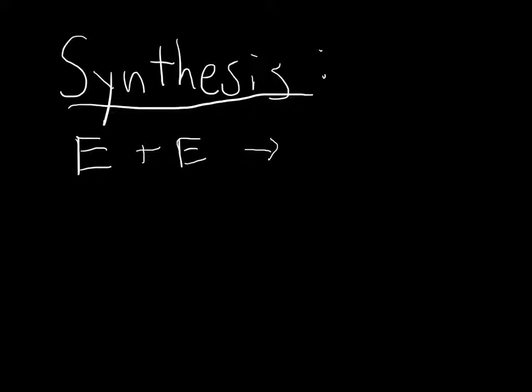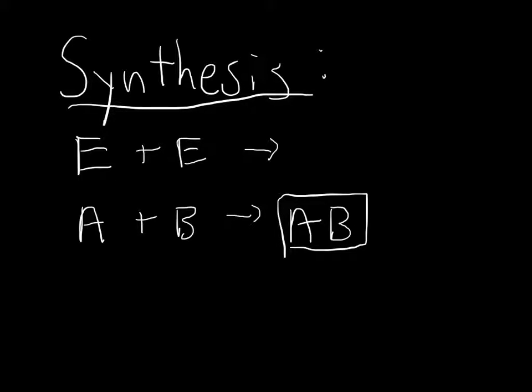So when we see two elements coming together, we're thinking synthesis, and it'll follow the general format of A plus B will give me those two put together, AB. And the formula of AB will be dictated by their respective charges of the periodic table.